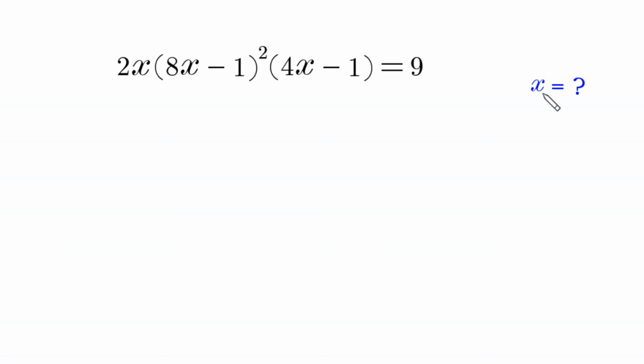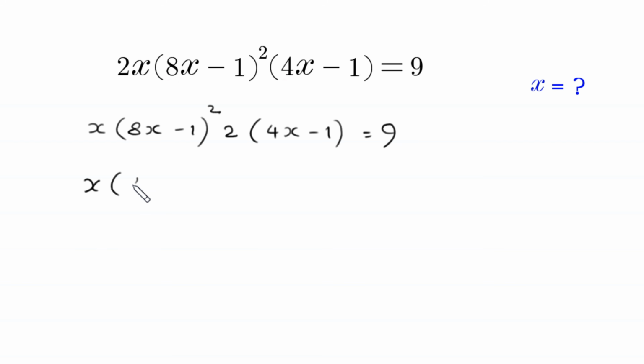So let's start. This expression at the left hand side can be written as x times (8x minus 1) squared times 2 times (4x minus 1) is equal to 9. We distribute this 2 with these two terms. So 2 times 4x will become 8 times x, and 2 times negative 1 is negative 2, is equal to 9.